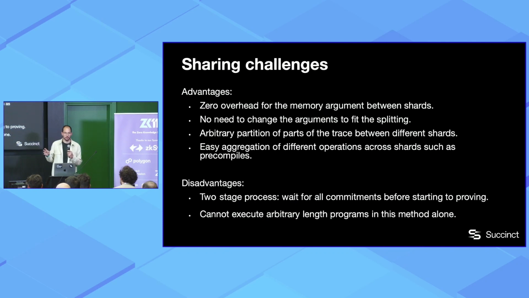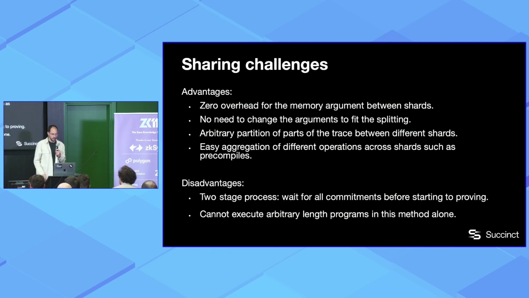Our shards don't have to be causally related to each other. They can do whatever they want, as long as each table is correct and as long as the CPU is correct. So the CPU is kind of like the king of this proof. So that was really nice.